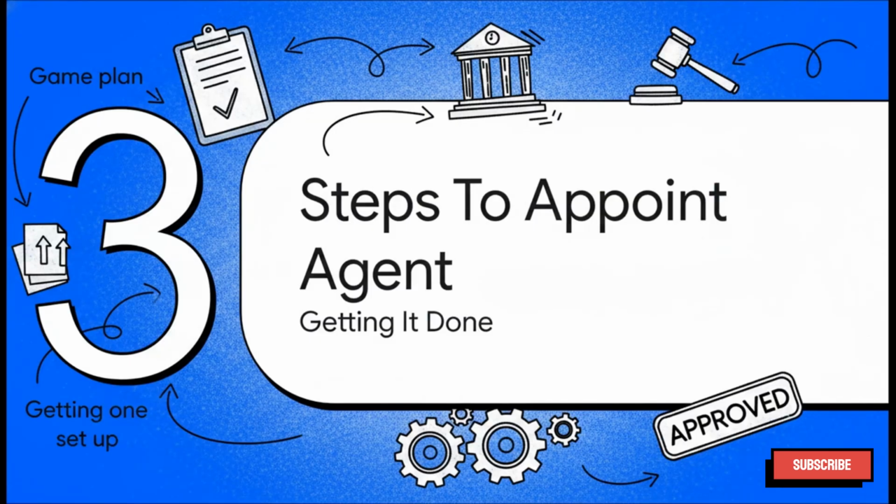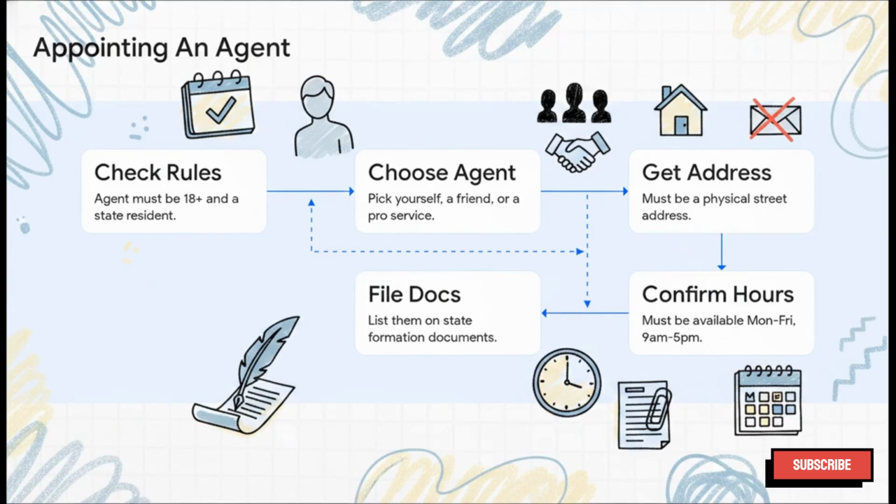Section 3, steps to appoint an agent. Setting this up is really straightforward. Just follow these 5 simple steps to make sure you check all the state's boxes. Step 1, ensure the agent is 18 or older and a resident of the state. Step 2, make your choice between yourself, a trusted individual, or a professional service. Step 3, secure a physical street address.